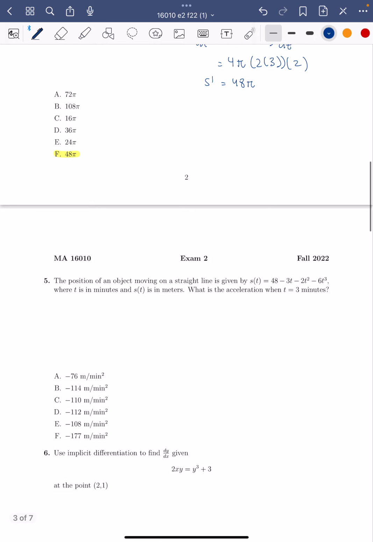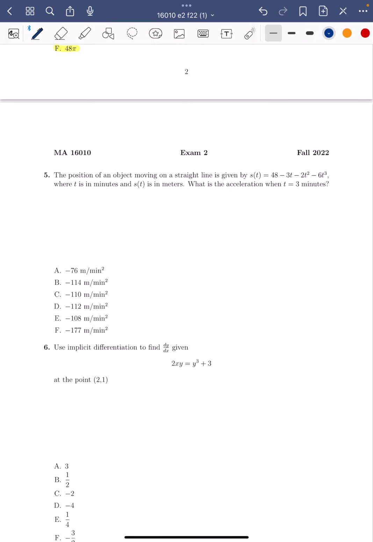Okay, number 5. The position of an object moving on a straight line is given by S of t equals 48 minus 3t minus 2t squared minus 6t cubed, where t is in minutes and S of t is in meters. What is the acceleration when t equals 3 minutes? So, as a reminder, acceleration equals the derivative of v of t, and velocity equals the derivative with respect to time of position. So to find the acceleration, we need to find the velocity, and then we need to find acceleration with the derivative of the velocity.